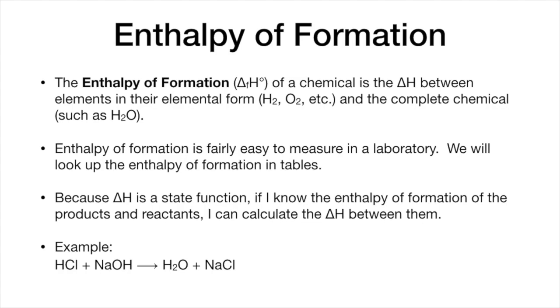let's take an example. Let's say we have HCl plus NaOH, and that goes to H2O plus NaCl. Well, looking it up in tables, the enthalpy of formation of hydrochloric acid is negative 166 kilojoules per mole, and I have 1 mole of them in my equation, plus NaOH. Okay, and so the enthalpy of formation of NaOH is negative 426 kilojoules per mole, and I've got 1 mole in my equation. H2O is negative 286 kilojoules per mole, and I've got 1 mole in my equation. And NaCl is negative 411 kilojoules per mole, and I've got 1 mole in my equation.